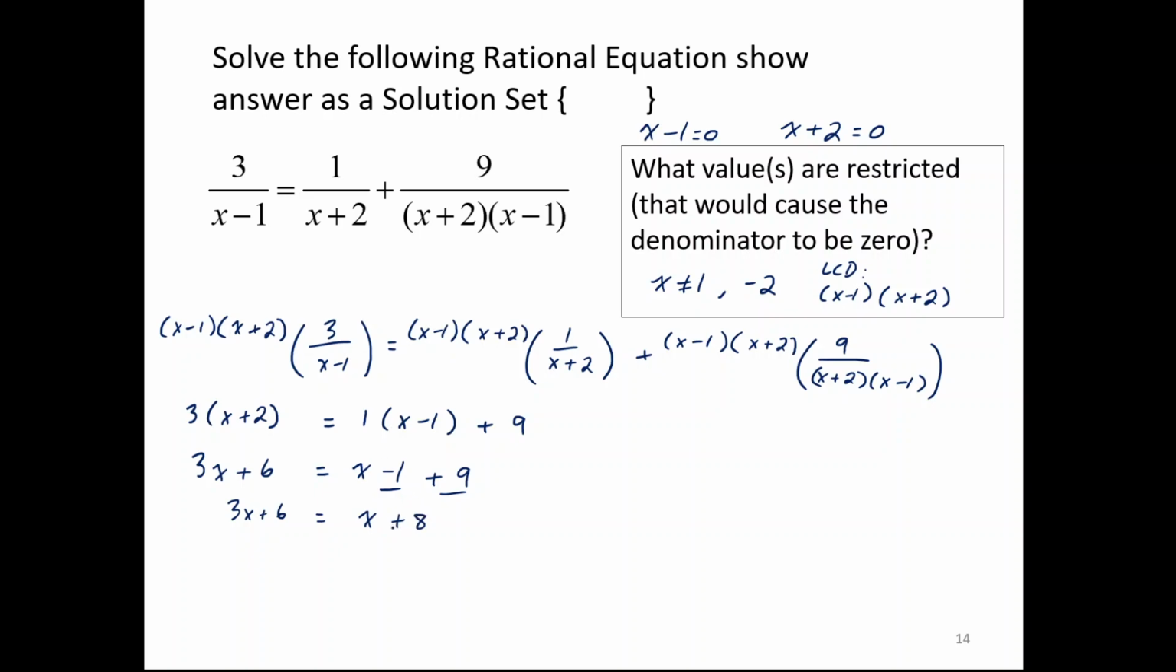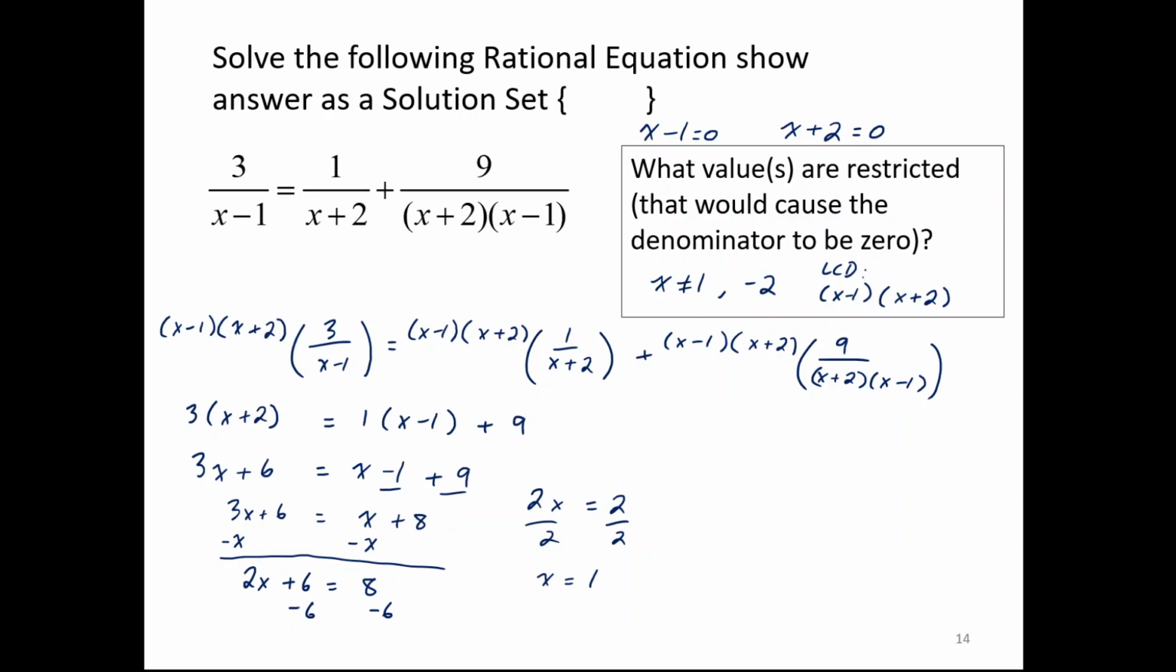And I'm going to subtract x from both sides to collect my x terms. So 3x minus x is 2x. So 2x plus 6 equals 8. I'll subtract 6 from both sides so that 2x equals 2, dividing by 2, x equals positive 1.